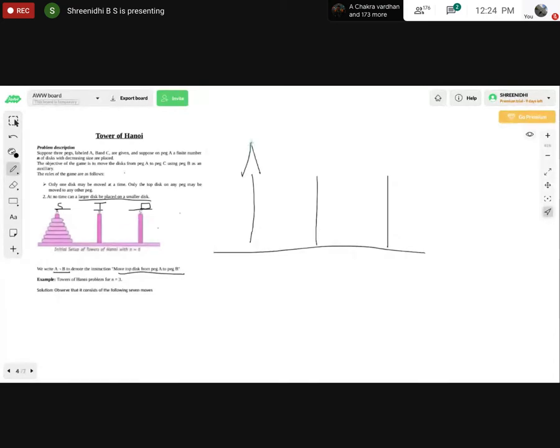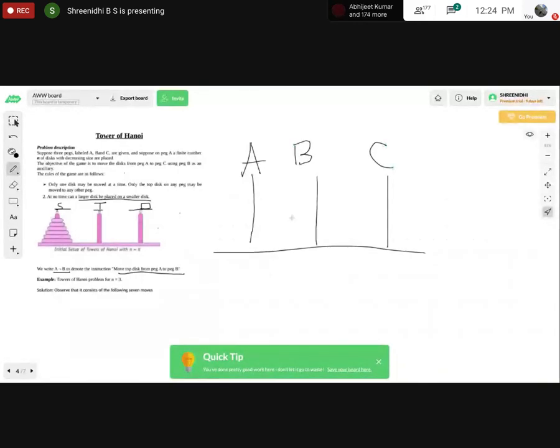So this will be your A. This will be your B. And this will be your C. This is your disk 1, this is your disk 2, and this is your disk 3. Assume I have 3 disks, so my n value will be 3.